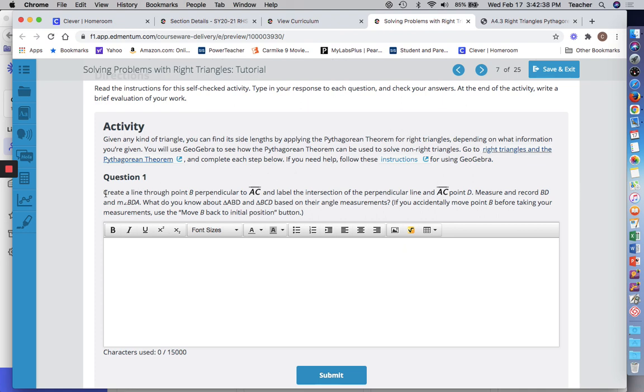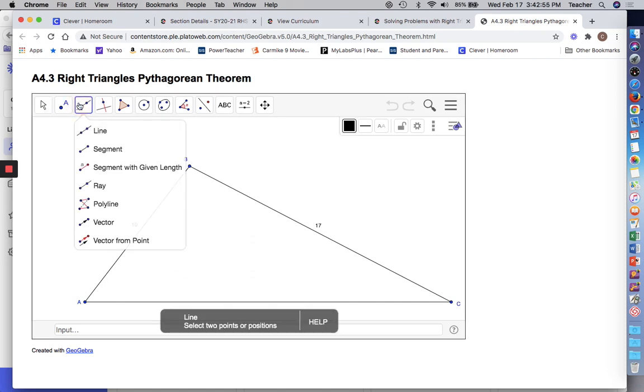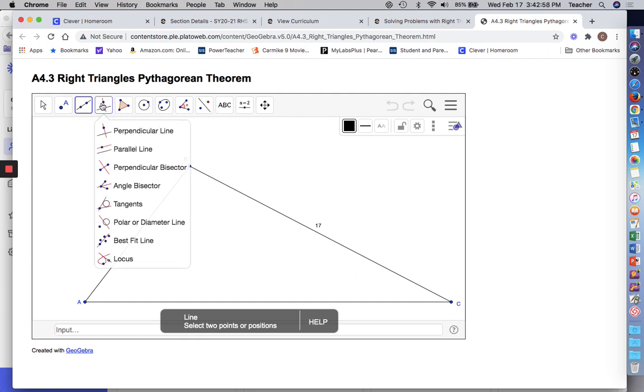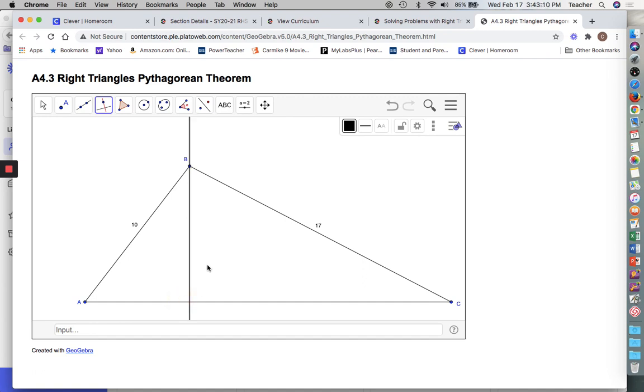So create a line through B perpendicular to AC. We have to have a perpendicular line coming down this way. So we're going to use the perpendicular line tool, fourth icon, first one down. You click on B because that's the point we have to go through, and then click anywhere on this line AC. All right, so there's our perpendicular line.